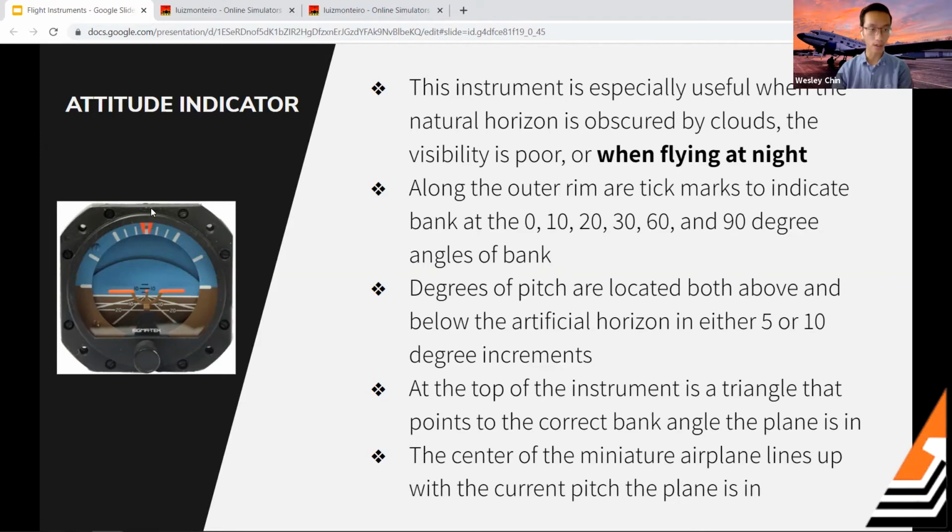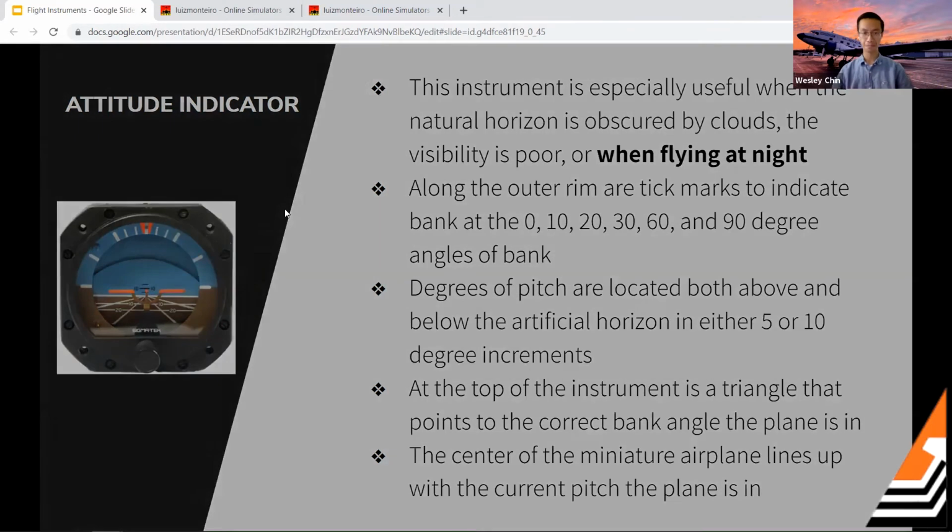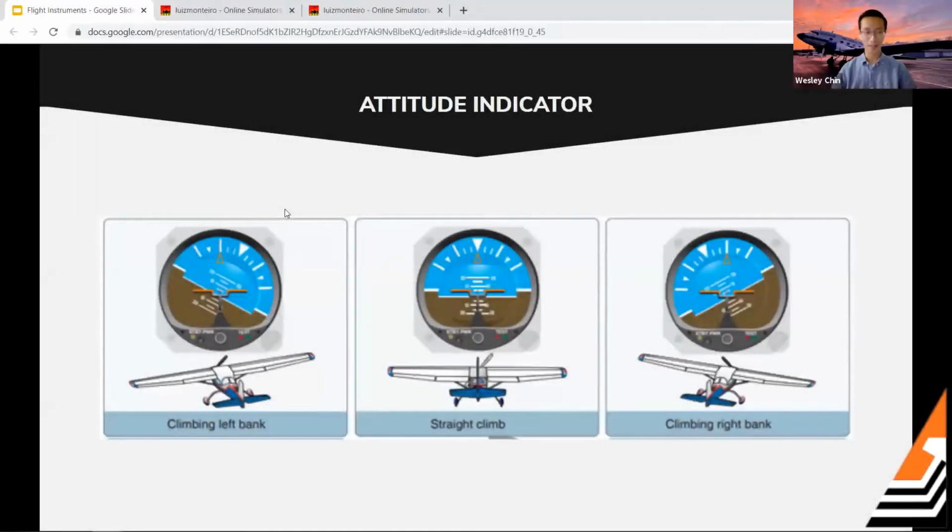And then this triangle on the top of the instrument will indicate your correct bank angle. So here, bank angle is 0, your wings are level. So again, if you want more practice reading the attitude indicator, you can find this stuff in the PHAK as well, or go in the airplane. But for example, this one on the left indicates a climb, left bank, maybe 30 degrees, and it's pitched up about 5 degrees there.